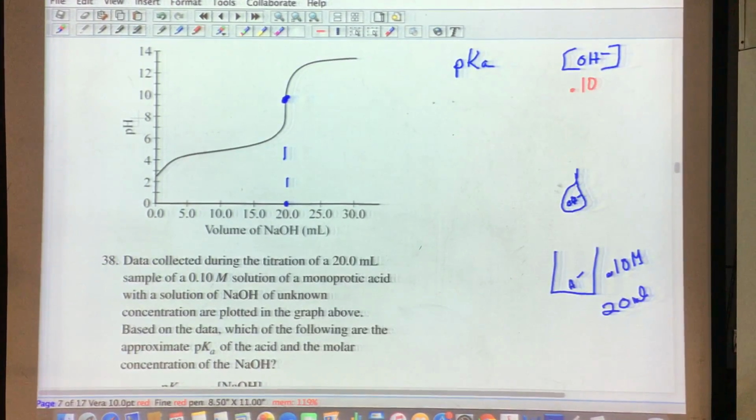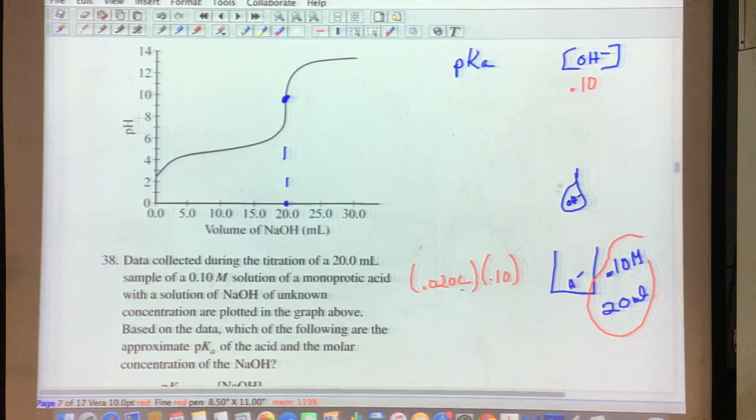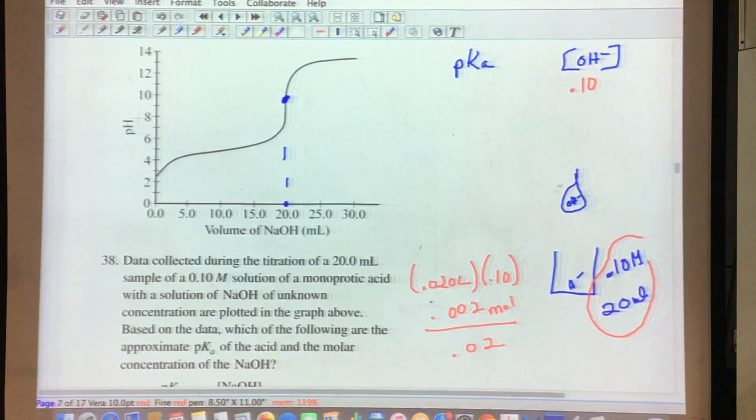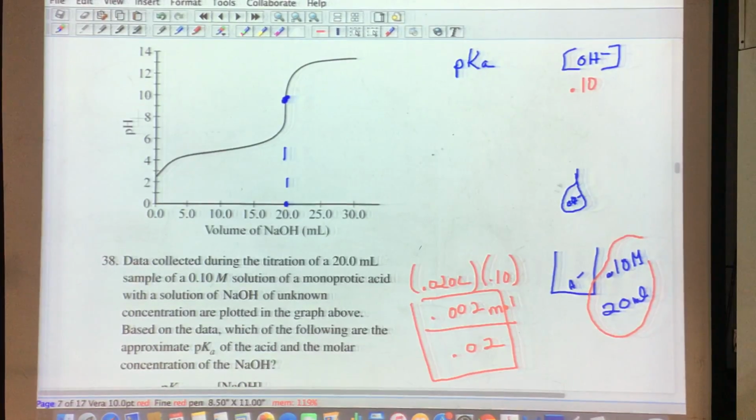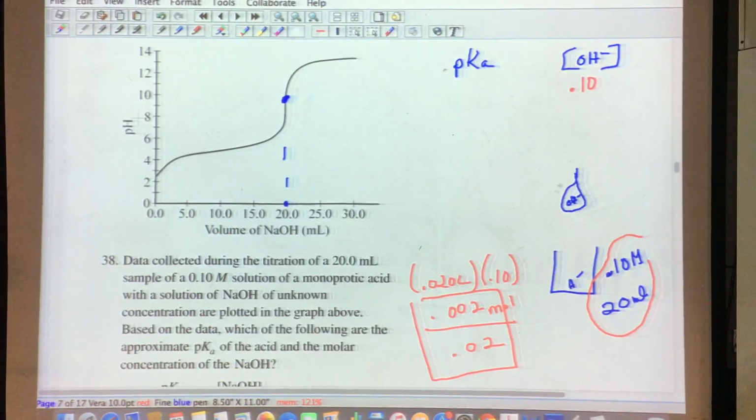Okay, now if you like MV equals MV, I'm not a big fan, you could have solved for that. Or if you wanted to, because you don't have a calculator, use the math, you could have said, okay, 0.020 liters times it by what? 0.10 molar. Liters times molarity always gives me moles. I get point what? 0.002 moles. And then you divide that by what? The volume of the base that was added, which is what? 0.02. And you could see the math is pretty simple. It's 0.1. Or you could have recognized that right away. So that's the first part. Second part, how do you get the pKa?